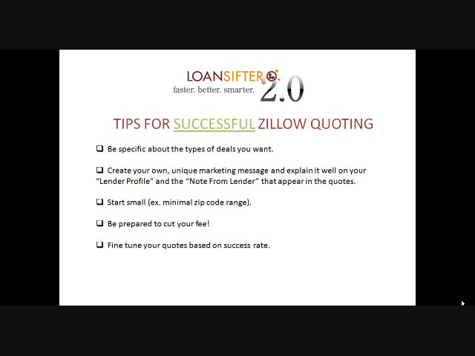Start small. There's no reason that you need to quote your entire state or multiple states at once. You can put in your zip code and take maybe a 20 or 50-mile radius from your zip code. Start small and be ready to expand. Be prepared to cut your fee. If you typically make 1 point back, take a look at what some of the other lenders are offering on there. And if they're offering 3/4, maybe you need to cut your fee. You need to be competitive.